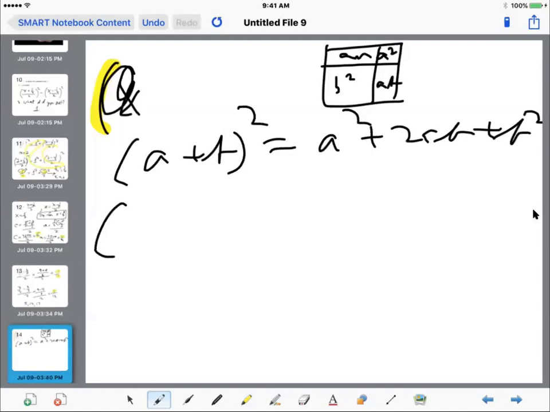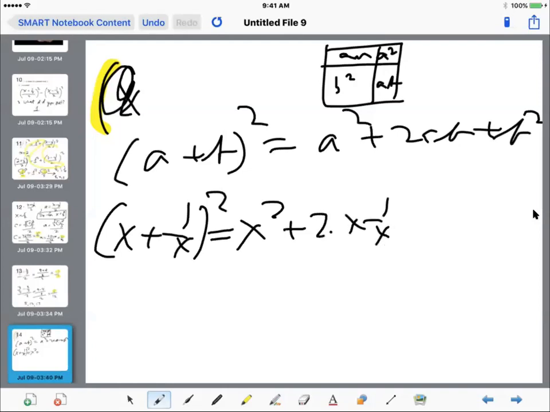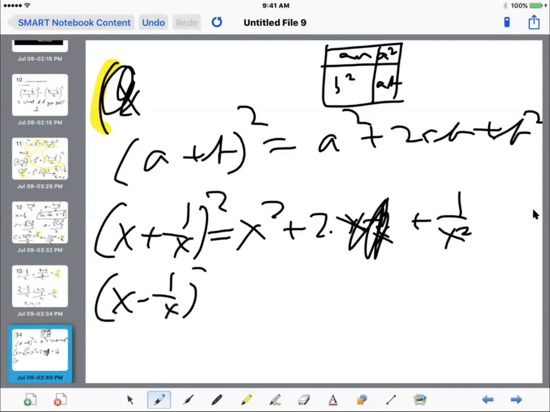So if instead of A, I have X, and instead of B, I have 1 over X, I end up with X squared, but 2AB, I'll write 2X times 1 over X, plus (1 over X) squared. But look what happens, those X's cancel out. So (X plus 1 over X) squared is X squared plus 2, literally the number 2, plus (1 over X) squared. And similarly, (X minus 1 over X) squared is X squared minus 2 plus (1 over X) squared.